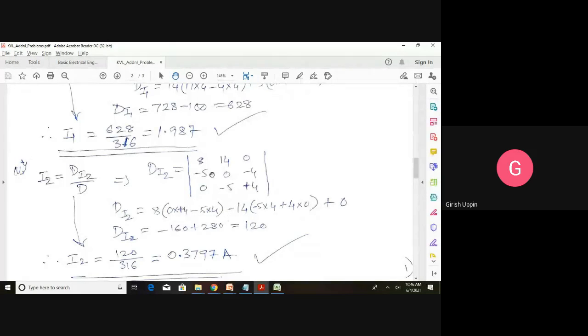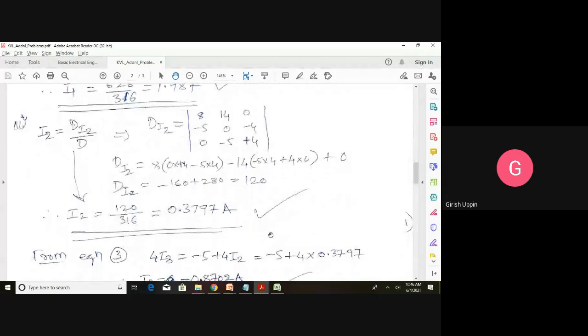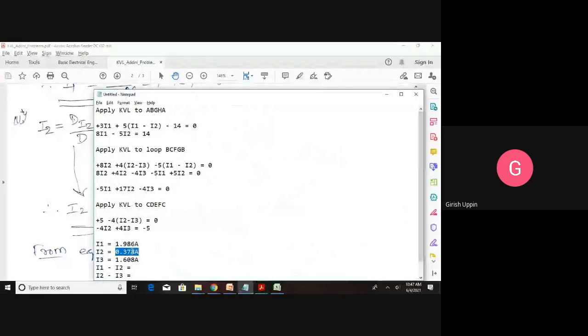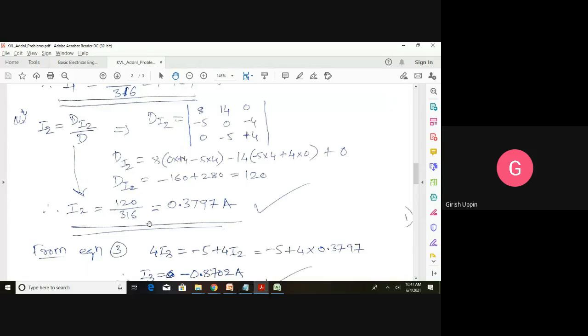And if you solve this, you get di2 as 120. Therefore, di2 by d is 120 divided by 316, that is 0.3797 amperes. So if you see, this matches with this one. These values I got from the PPT, where they used I1, I2, I3, I4, I5. You already saw the amount of calculation is huge there. We have 5 variables, you have to solve the 5 variables. So we have converted that into 3 variables.